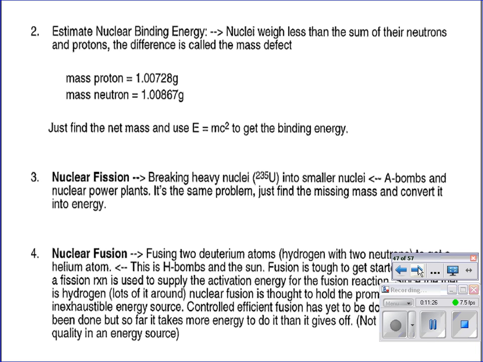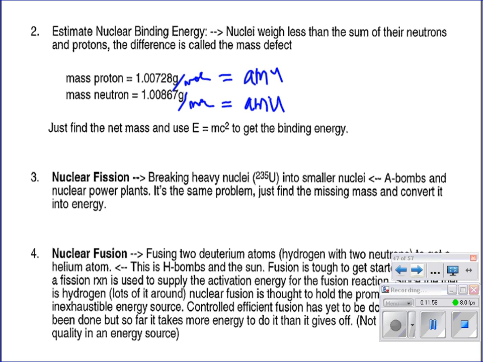It says estimate nuclear binding energy. They give you the mass of a proton and a neutron. This is obviously wrong. What's wrong with this? And I did not type this out. This is from some other place. It's not grams. What is this? AMUs, which is also grams per mole. A mole of protons weighs 1, and a mole of neutrons weighs 1. So this is what an AMU is. Okay?